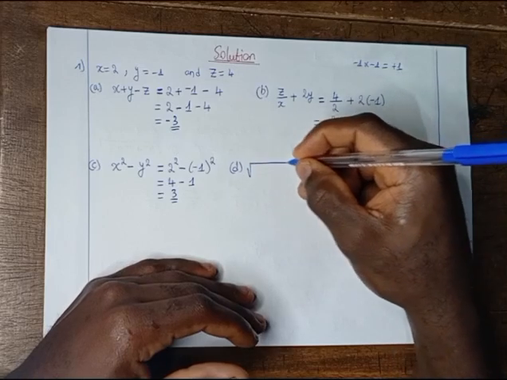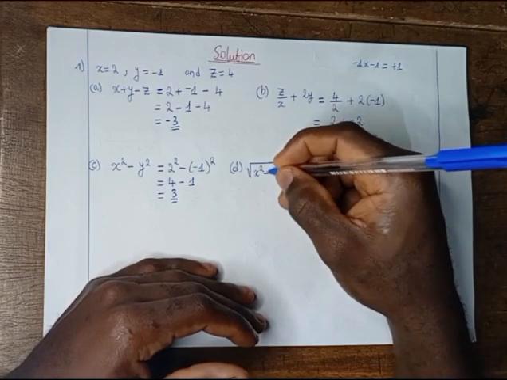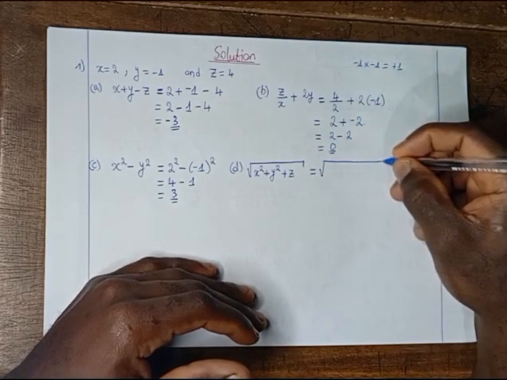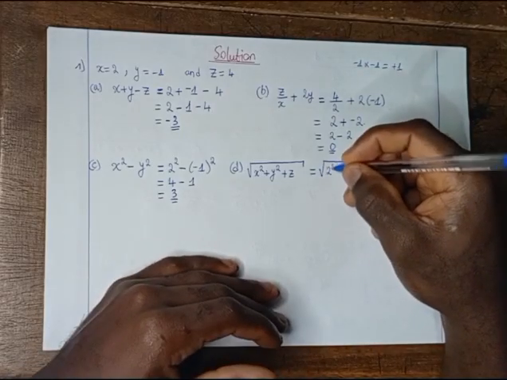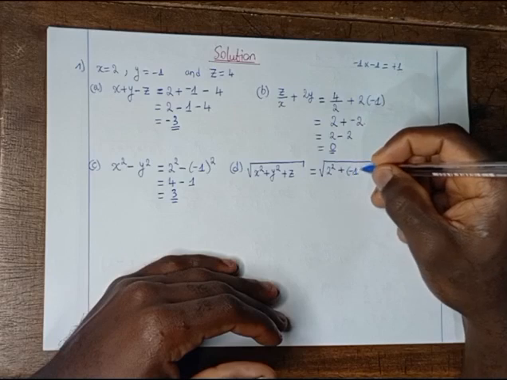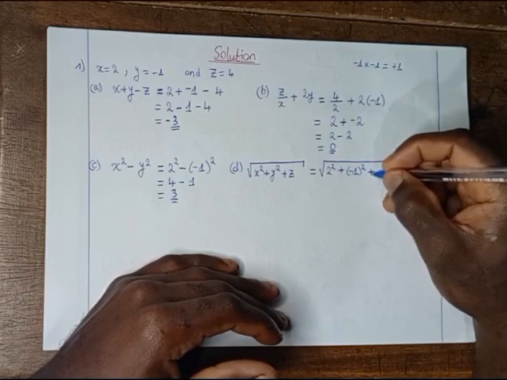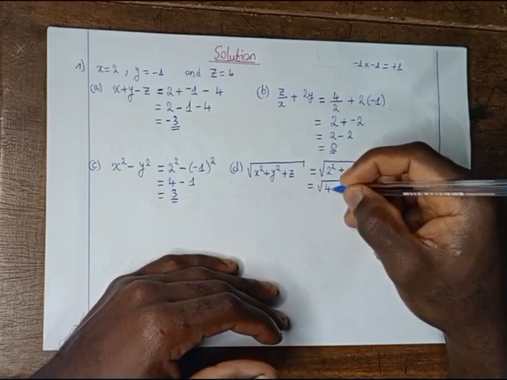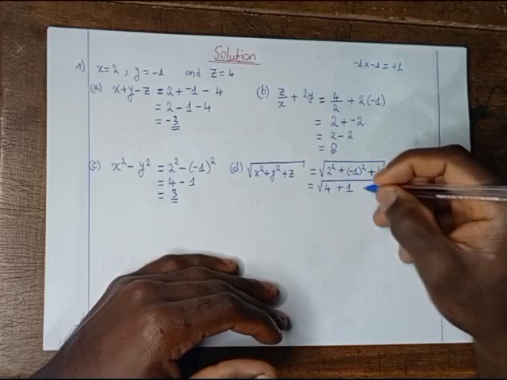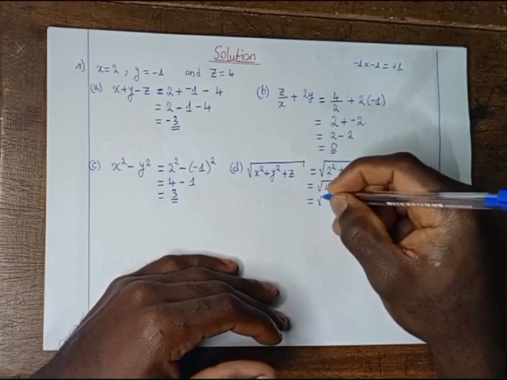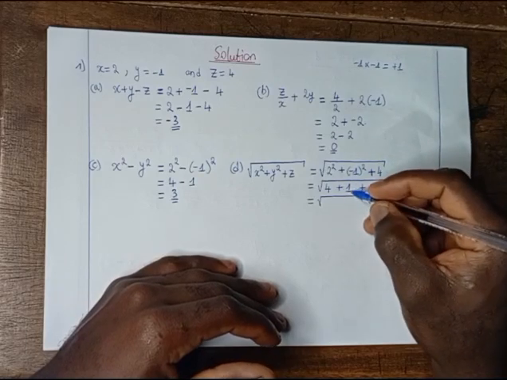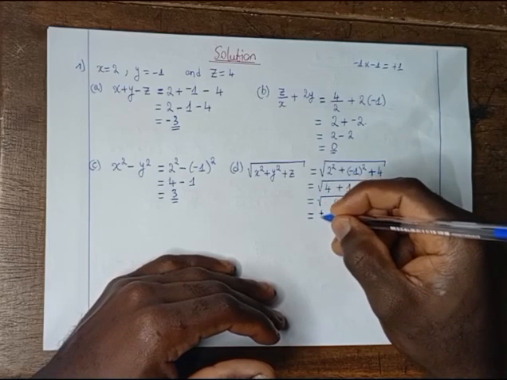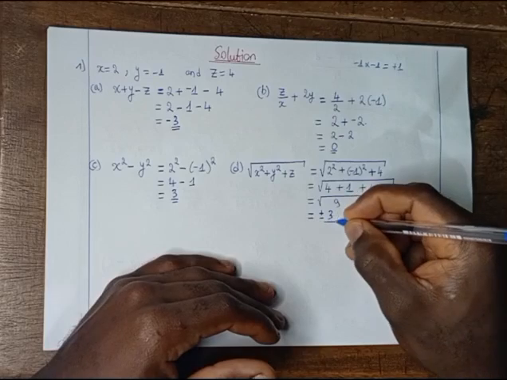Next, we go to D. For D, we have the square root of x squared plus y squared plus z. This is simply equal to the square root of, x is equal to 2 squared, plus -1 squared, plus z is 4. This will be equal to the square root of 2 squared is 2 times 2, which is 4, plus -1 squared is 1, plus 4. So this will give us the square root of 4 plus 1 gives us 5, 5 plus 4 gives us 9. The square root of 9 is simply plus or minus 3. This is our answer.